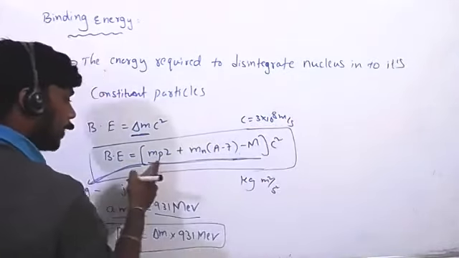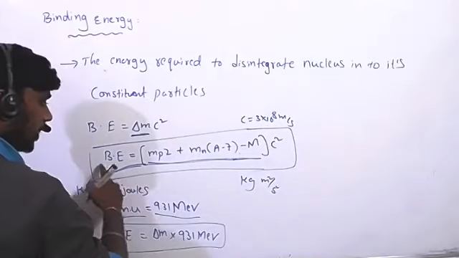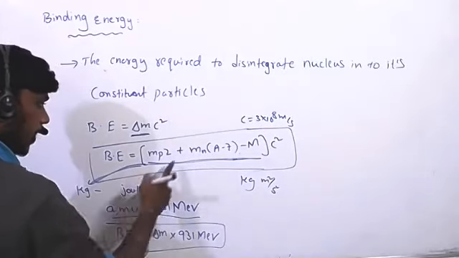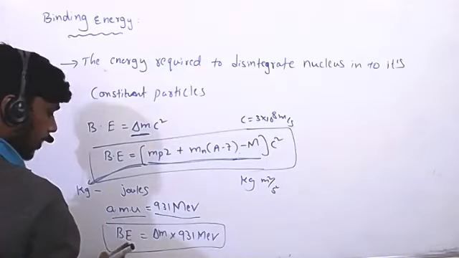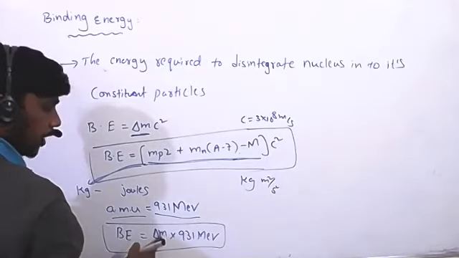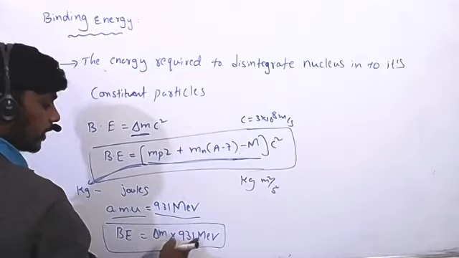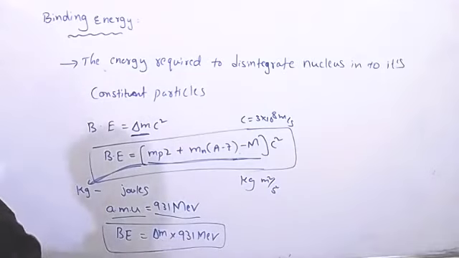If mass defect is measured in kg, then binding energy is in joules. If mass defect is measured in AMU, then binding energy equals mass defect into 931 mega electron volt. So mass defect is in kgs or AMU. That is called mass defect and binding energy.